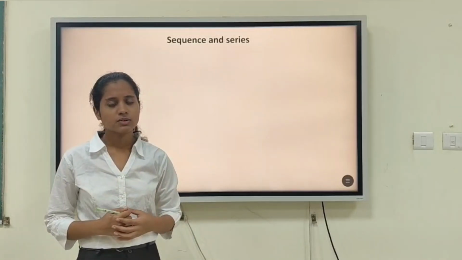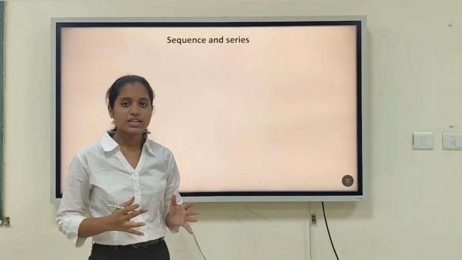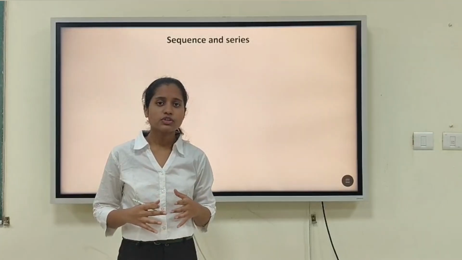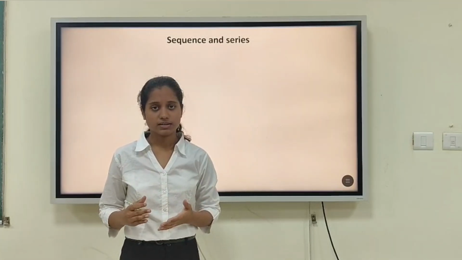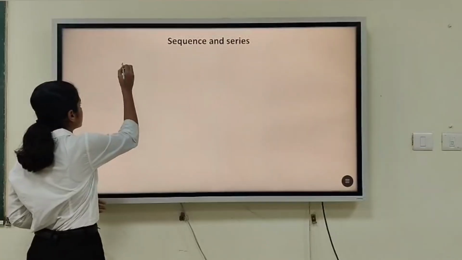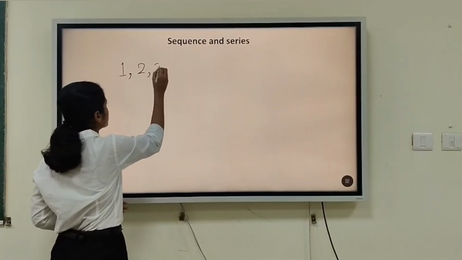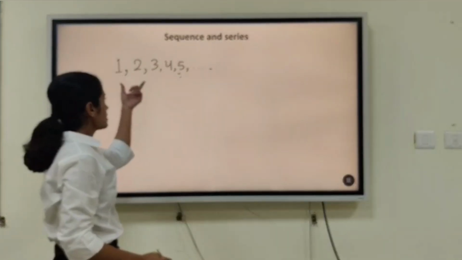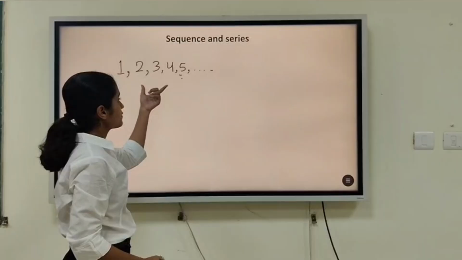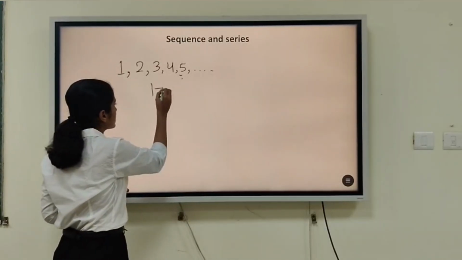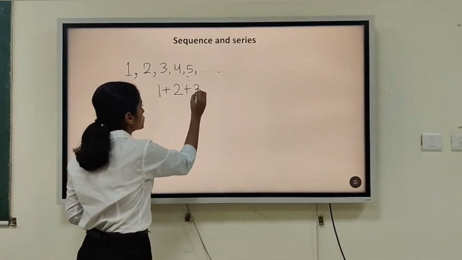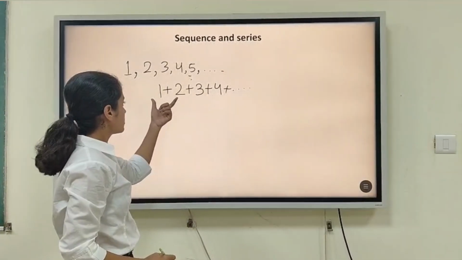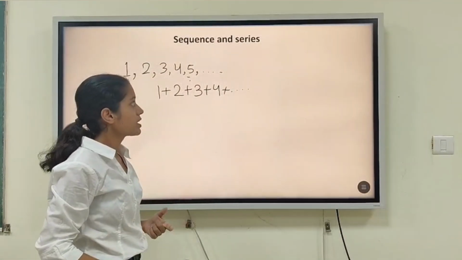So before moving ahead, what is sequence and series? Sequence is the collection of items, numbers and events which often follow a pattern or an order, and we write it simply as 1, 2, 3, 4, 5 and so on. Here this is a sequence because it is following a specific order, and whenever we write a sequence in this form, 1 plus 2 plus 3 plus 4 plus so on, this form is known as series.